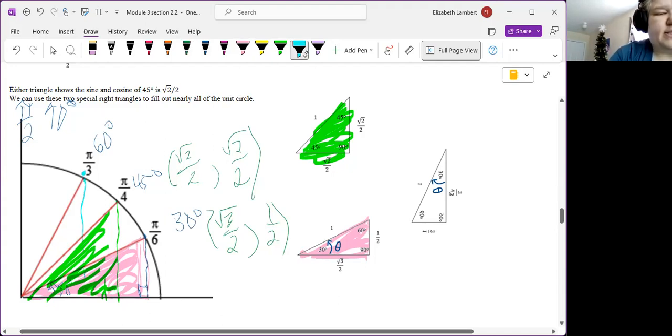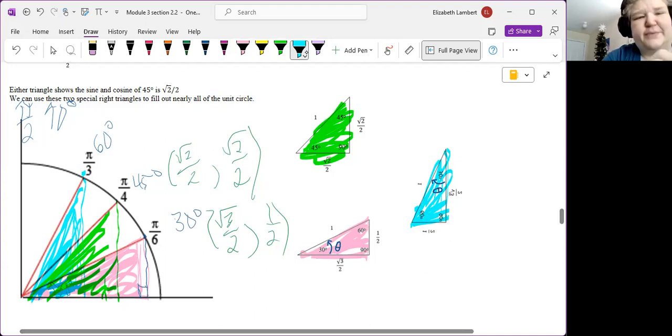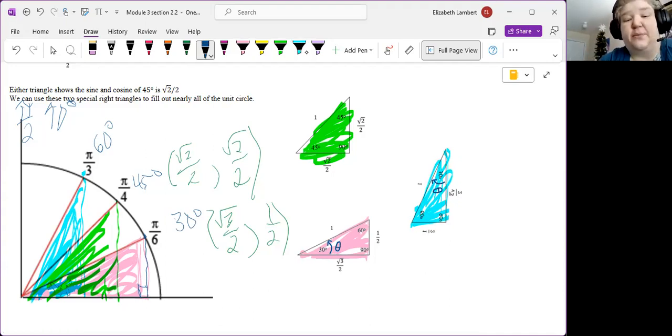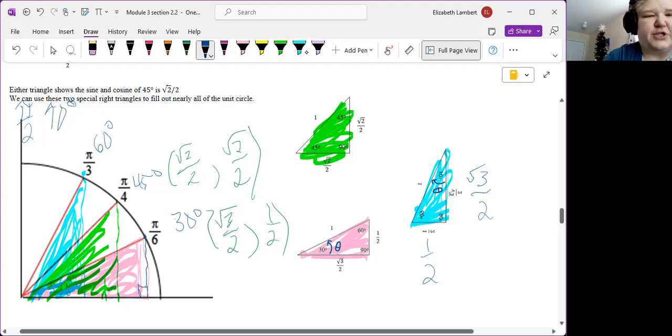And now our 60 degrees. So I took the 30-degree triangle and recopied it around, but the picture looks a little weird. So let's go back in and fix this. But there's our long side is square root of 3 over 2. And then our short side down here is 1/2. So we go over the short side 1/2 and then up the long side square root of 3 over 2.